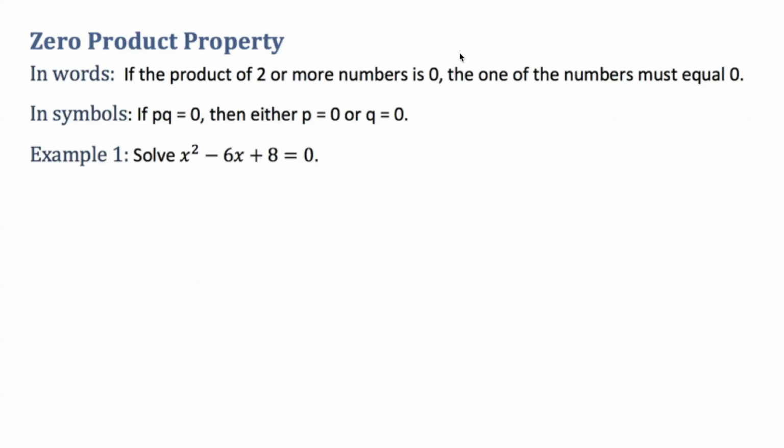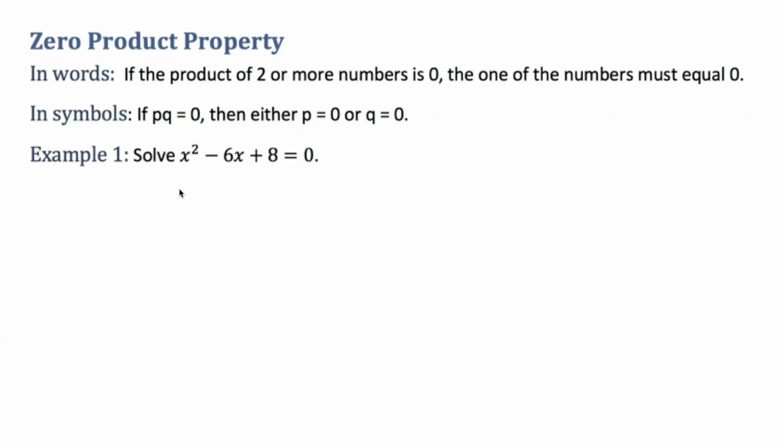So here we go. The zero product property seems pretty obvious, but it's important. If the product of two or more numbers is 0, so if you are multiplying different things together and your answer is 0, at least one of those numbers has to equal 0, because then you take those numbers, multiply it by 0, and it will be 0. In symbols, you could say p times q equals 0. If p times q equals 0, then either p equals 0 or q equals 0. And so we're going to use that concept as we work through many of these quadratic equations.